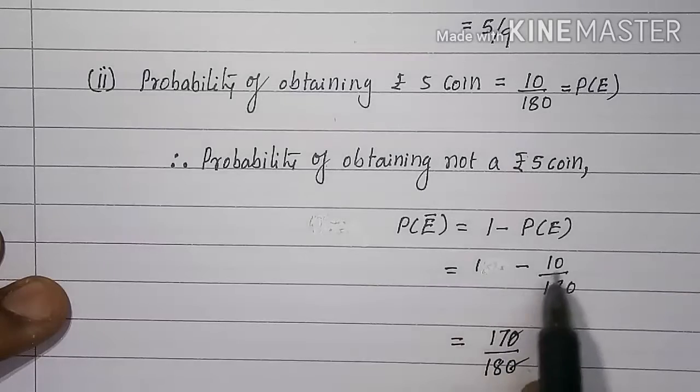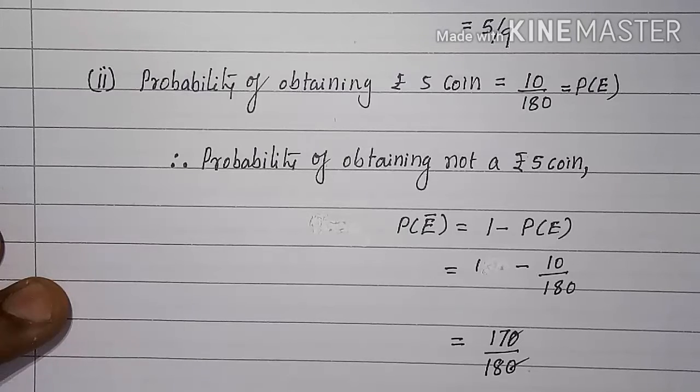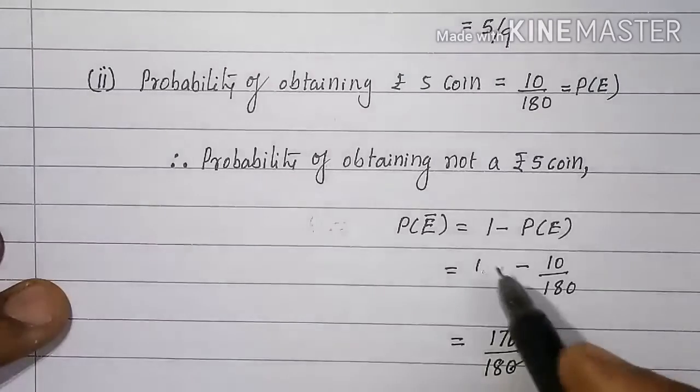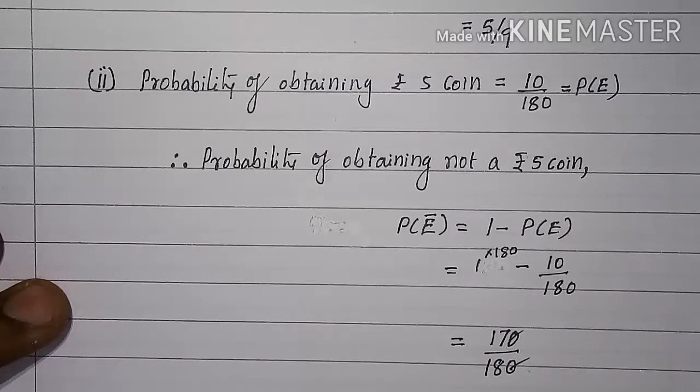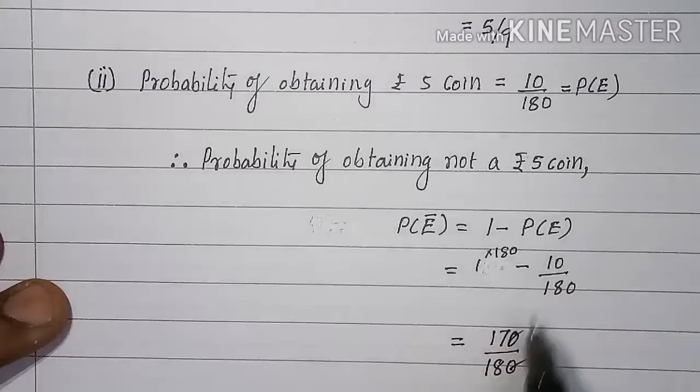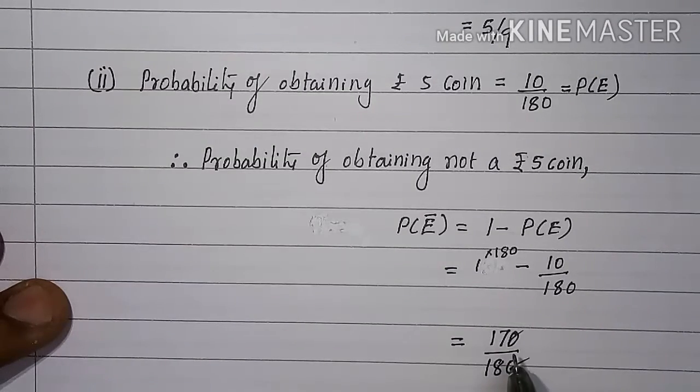Substituting 1 minus 10 by 180, that is equal to 17 by 18 after simplification. Here I have to take LCM and simplify. LCM will be equal to 180. That means here you have to multiply it by 180 and divide by 180. So 180 minus 10 will become 170. Denominator will be 180. 170 by 180 will be 17 by 18 because 0 will cancel.